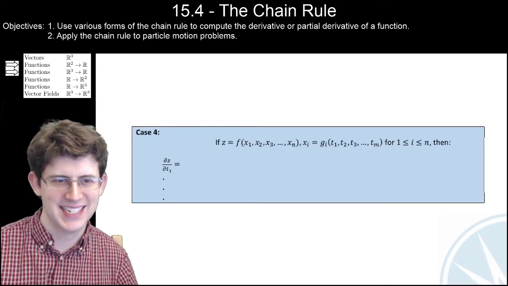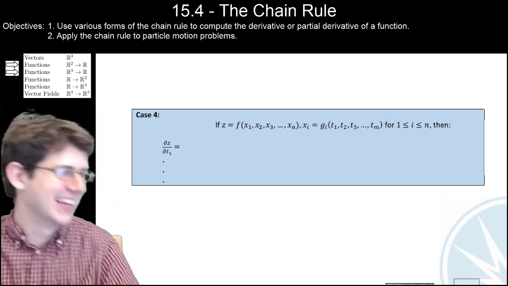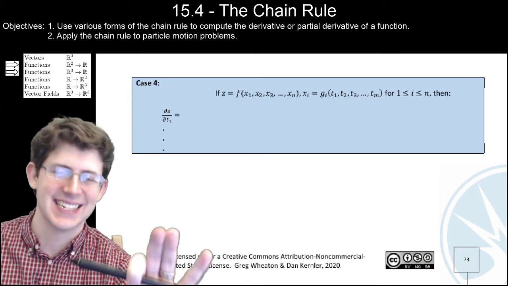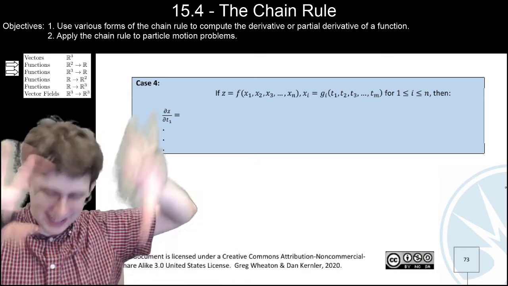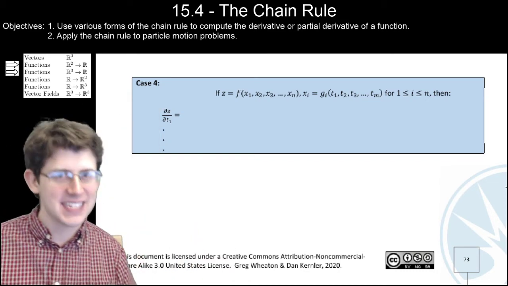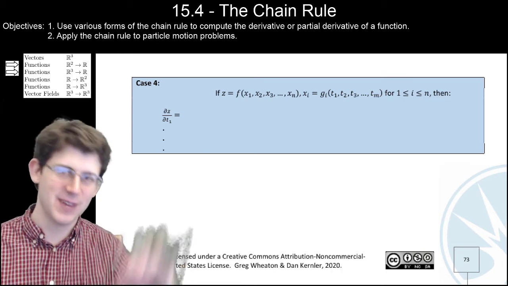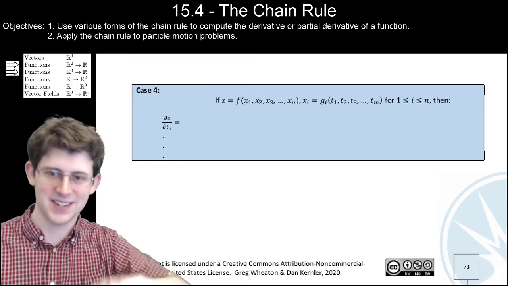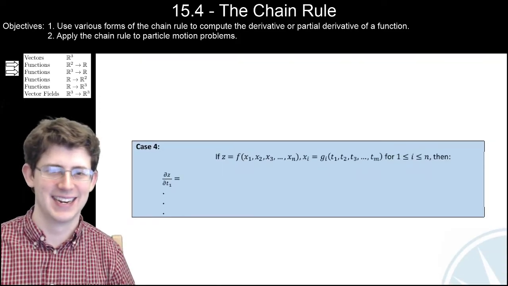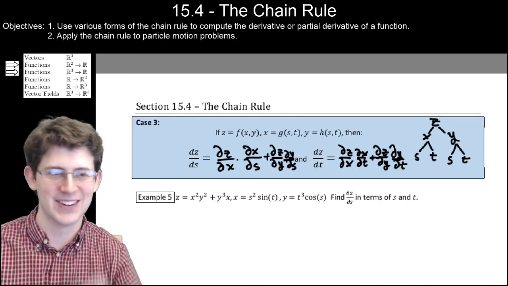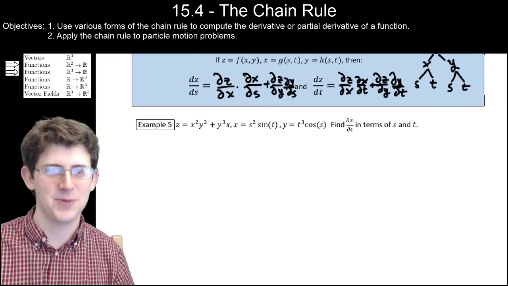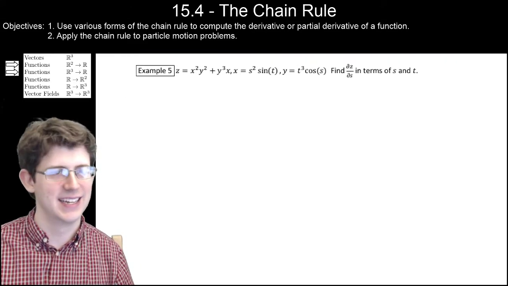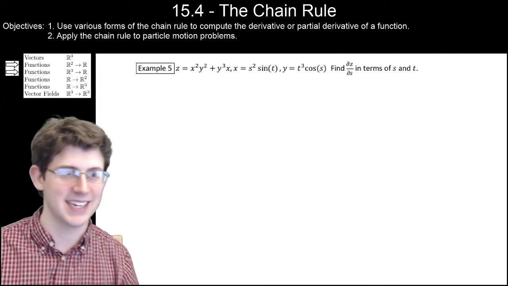Okay, we're not actually going to write out this case, but the point is, suppose that lots of things depended on lots of other things. It's all the same. You just draw this diagram and you follow all the paths from the thing you're starting with to the thing that you're aiming at. I think this is actually a joke in the notes, but whatever. We'll do one example to see how it works, and then we'll call it a day on this section.